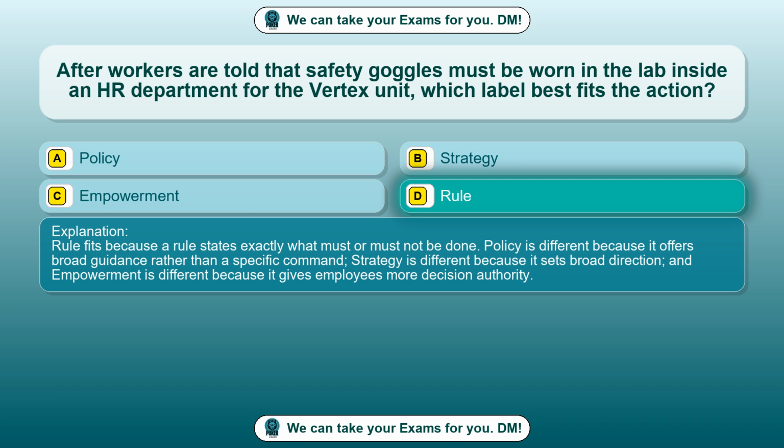Policy is different because it offers broad guidance rather than a specific command. Strategy is different because it sets broad direction, and empowerment is different because it gives employees more decision authority.